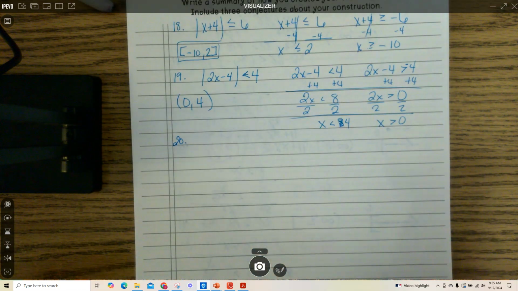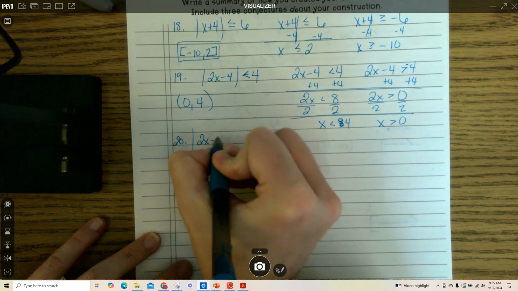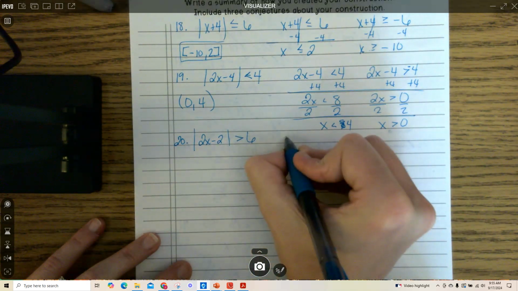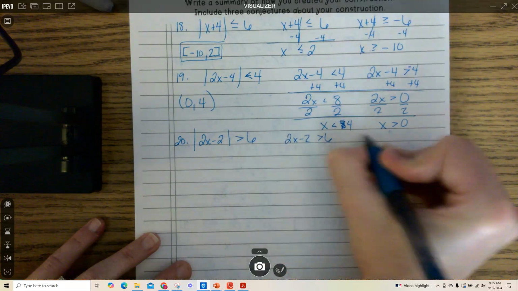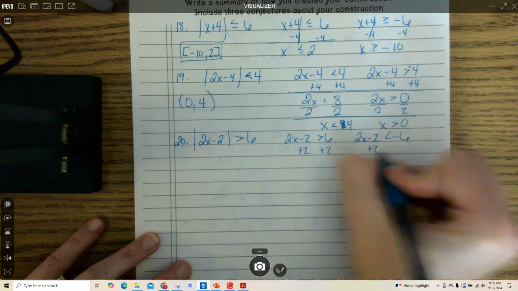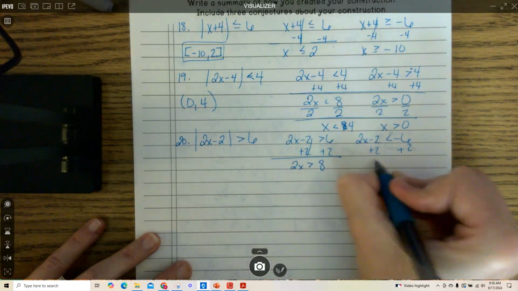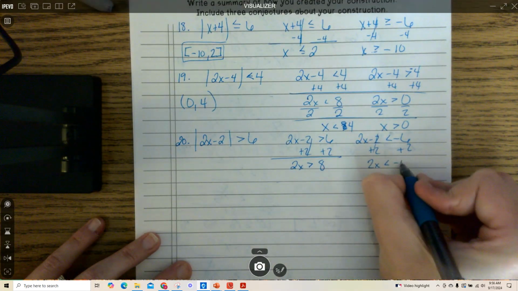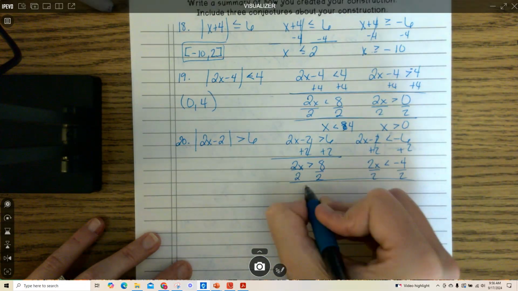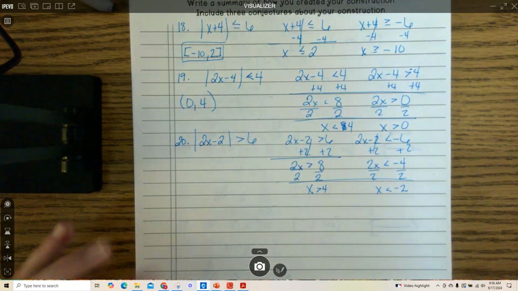Okay, 20. Absolute value 2x minus 2 is greater than 6. So 2x minus 2 is greater than 6, and 2x minus 2 is less than -6. Did he say what he wanted? No. So that's 8. Alright, let's not set it up like that. -4. So x is greater than 4. X is less than -2.